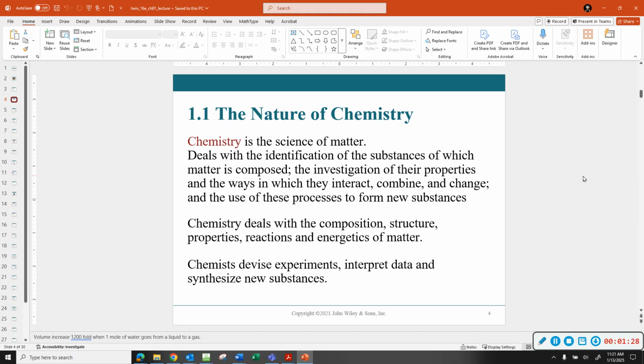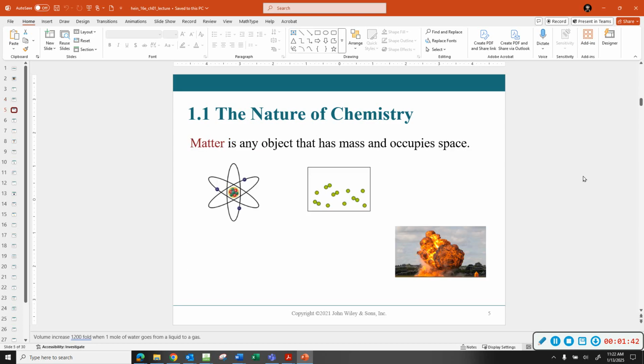So chemistry deals with composition, structure, and property reactions, and everything to do with matter. That's pretty much the purpose of chemistry, is to discover the properties and characteristics of any matter. So matter is any object that has mass and takes up space, has mass and volume. We'll get into that with Chapter 2 with density.